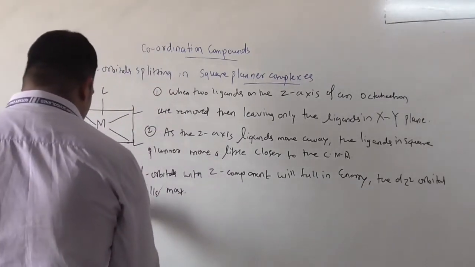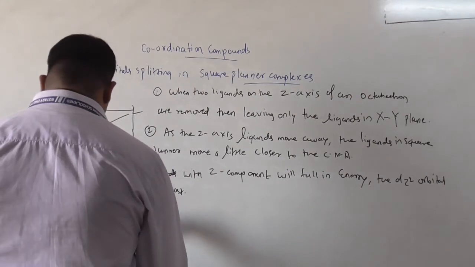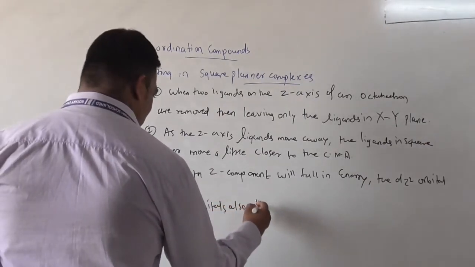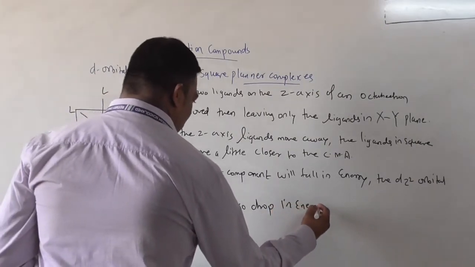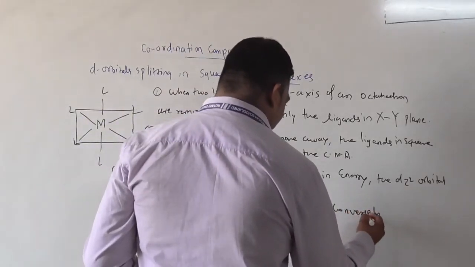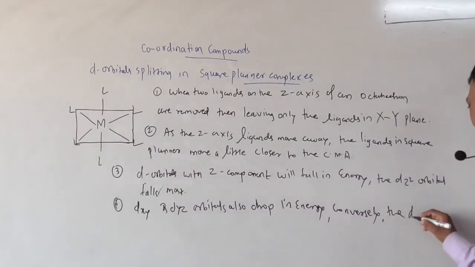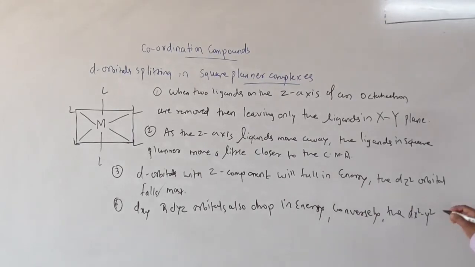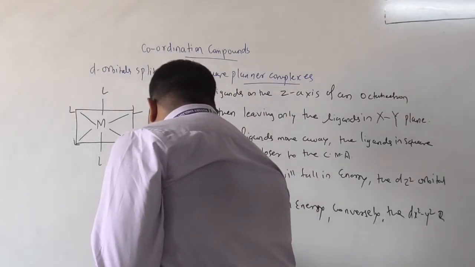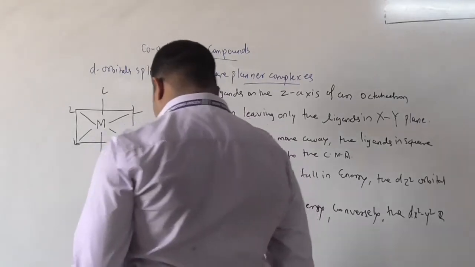And you have to mention the fourth point. The dxz and dyz orbitals also fall in energy. But conversely, the dx2-y2 and dxy orbitals, their energy will increase.